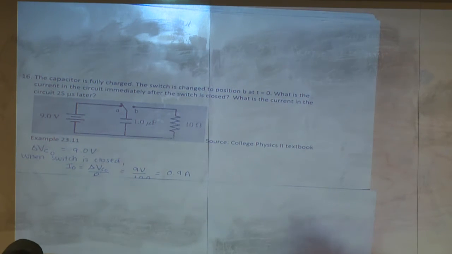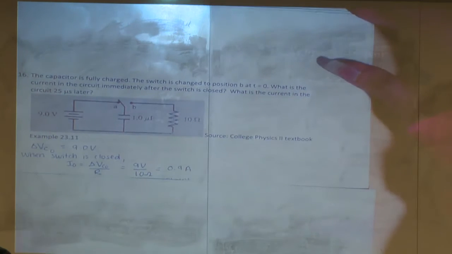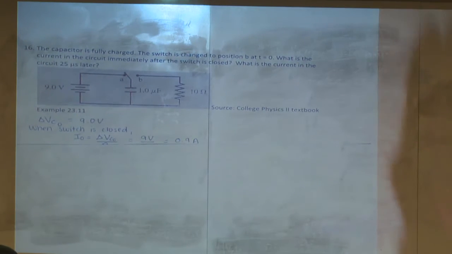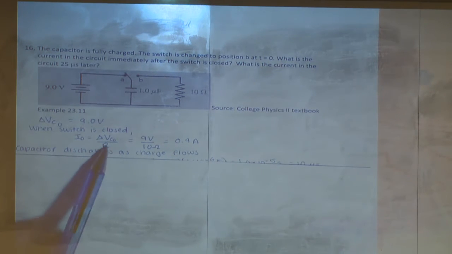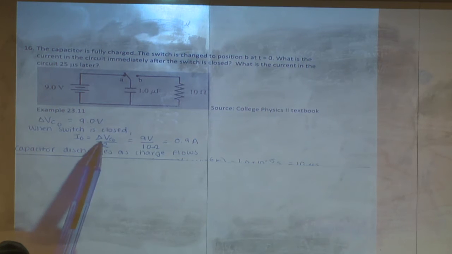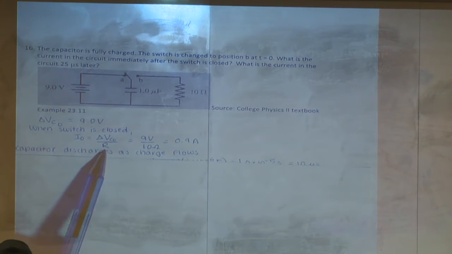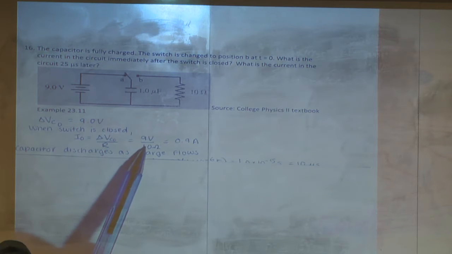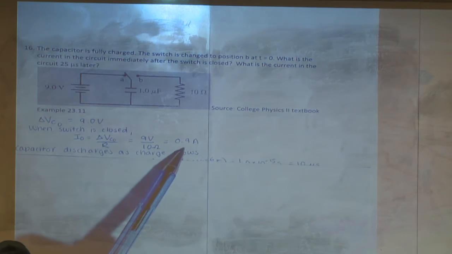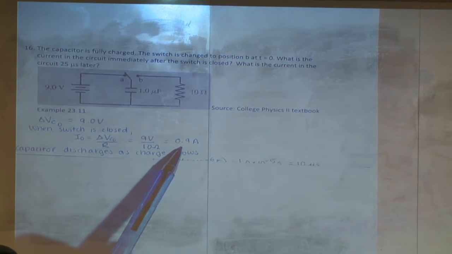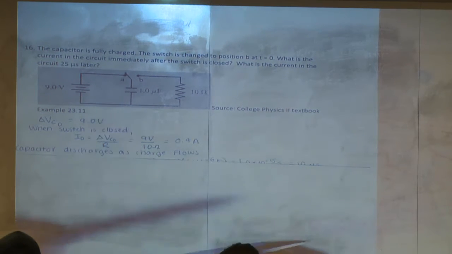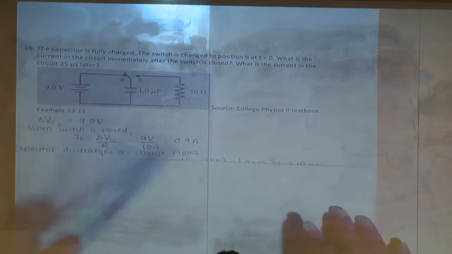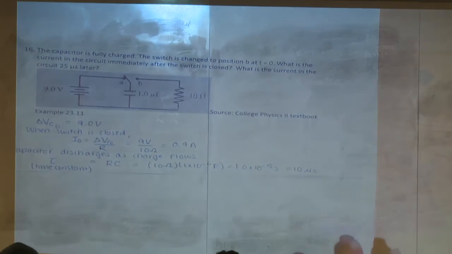Okay, so our initial voltage is 9 volts, because that's what we start off with, and that's how much the EMF is. So when the switch is closed, our initial current is going to be the initial voltage over resistance, which is 9 volts over 10 ohms, right? And that gives us the initial current, which is 0.9 amps. So as soon as the switch is closed, the current is going to be 0.9 amps.